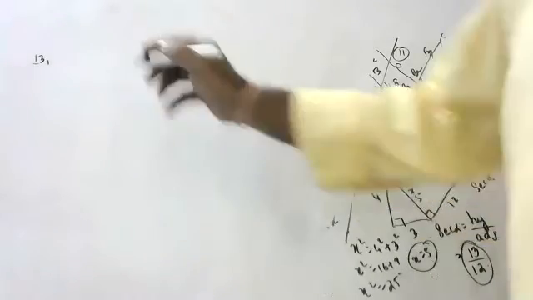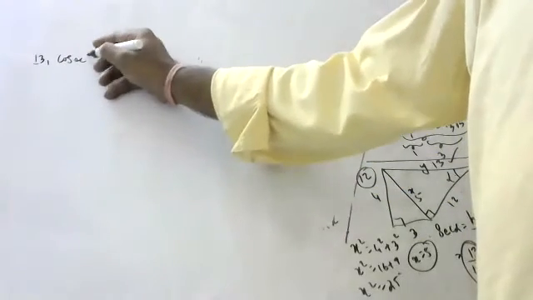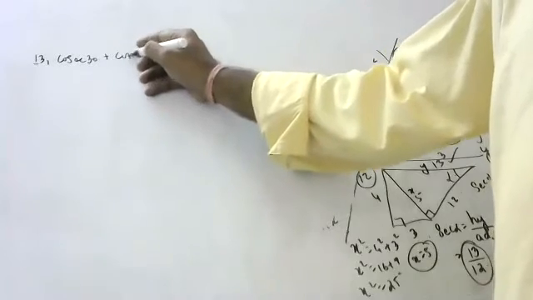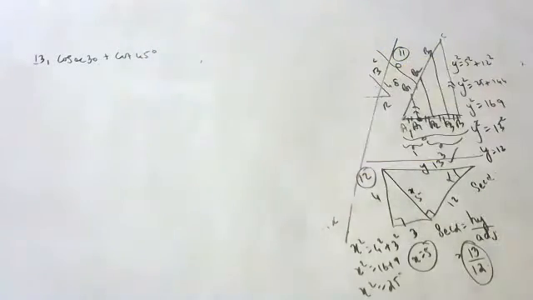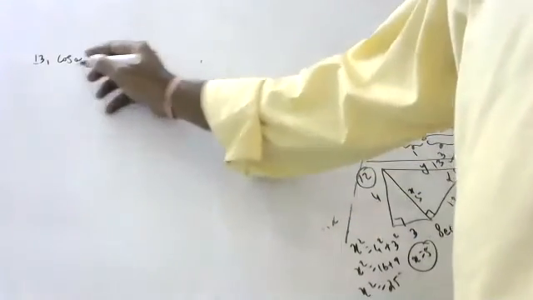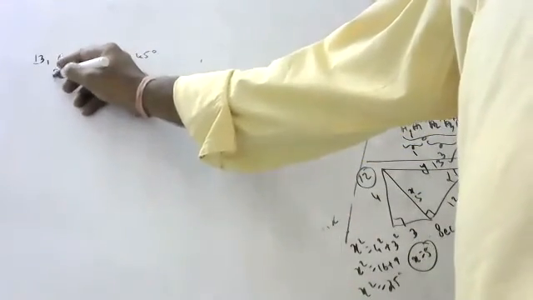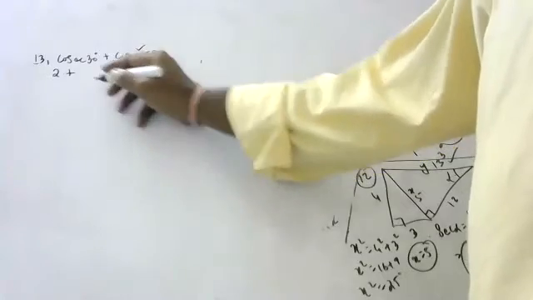Find the value of cosecant 30 plus cot 45. Cosecant 30, how much? Cot 45 is how much, children?